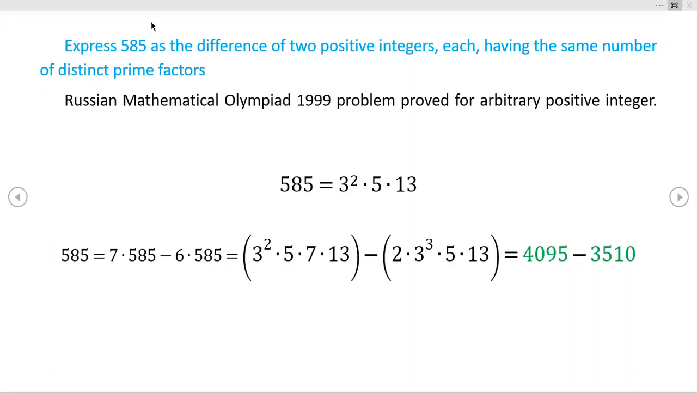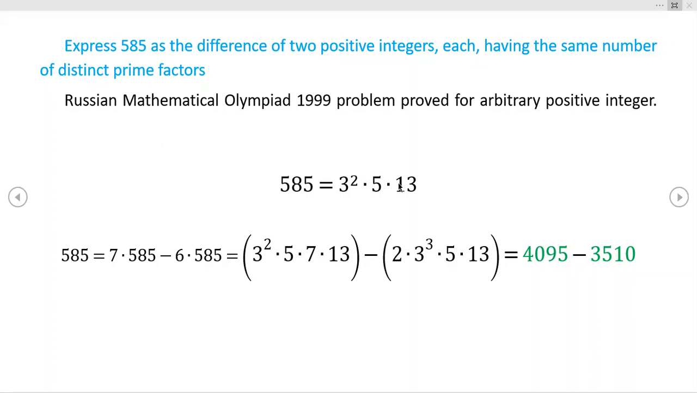And what plays into this is writing 585 in terms of its prime factors. Now, this takes a little bit of time, but 585 is equal to 3 squared times 5 times 13. That's its prime factorization. So at this point, 585 has 3 distinct prime factors. Again, it's only 3. The 2 here has nothing to do with whether the prime factors are distinct or not. There's 1, 2, 3 distinct prime factors, namely 3, 5, and 13.